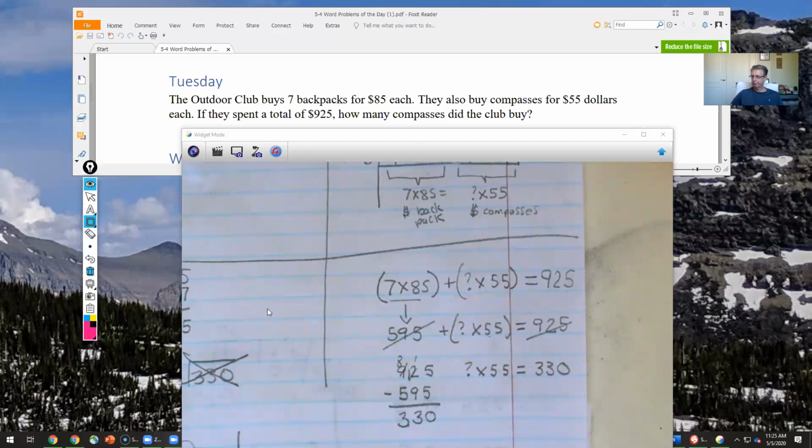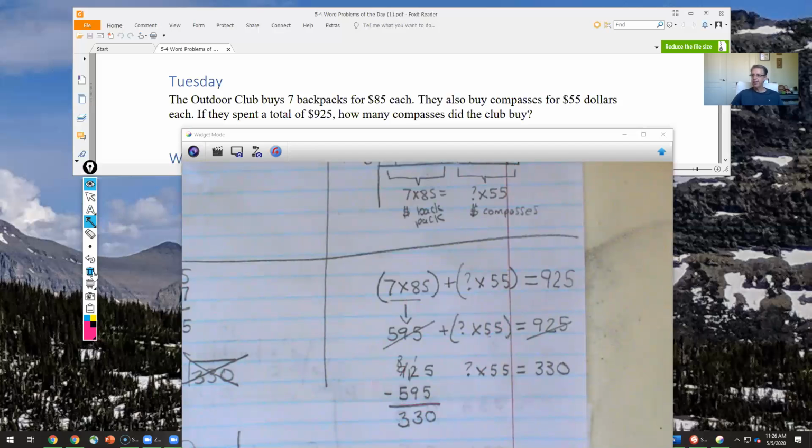What I did to work that out is I took 7 times 85, and I then got 595 right here. I took 925 from here, and I subtracted this 595 that I had right here. So that's what you're seeing down here at the bottom, me taking away 595 from 925 right here. I end up with $330. That, boys and girls, is going to be the amount of money that the Outdoor Club spent on compasses. $330 is equal to question mark times 55.